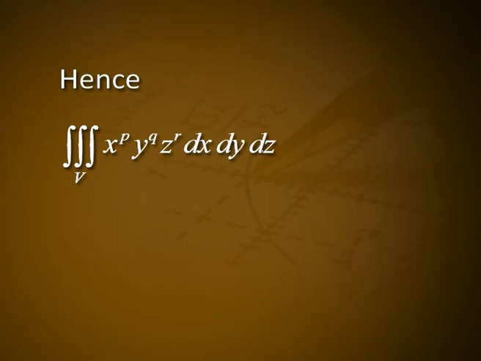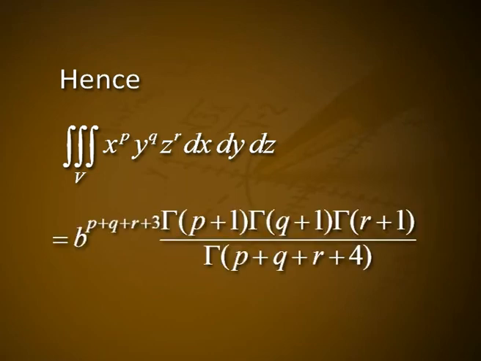Hence, the triple integral over V of x^p y^q z^r dx dy dz is equal to b^(p+q+r+3) Γ(p+1) Γ(q+1) Γ(r+1)/Γ(p+q+r+4).